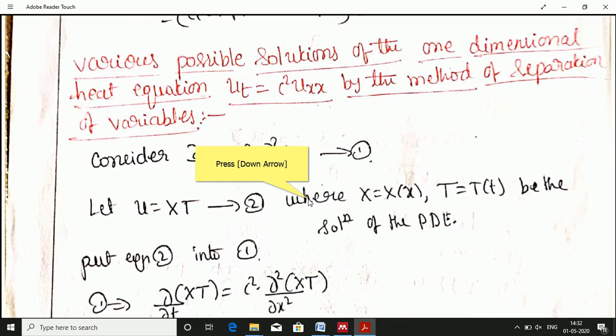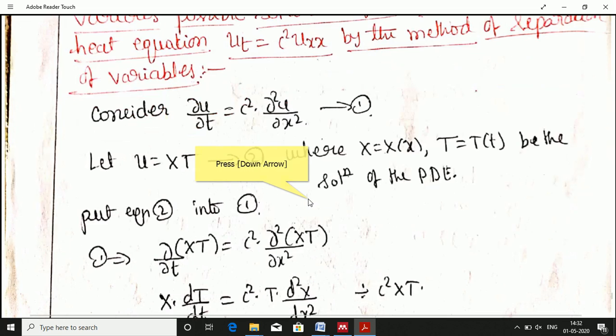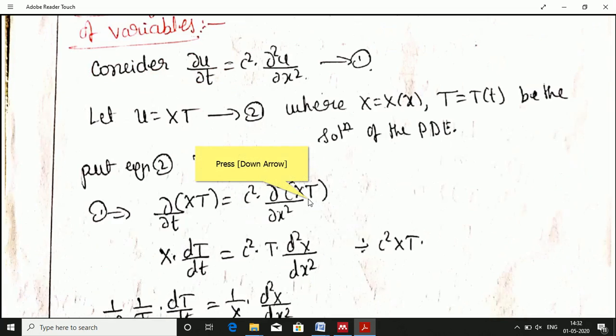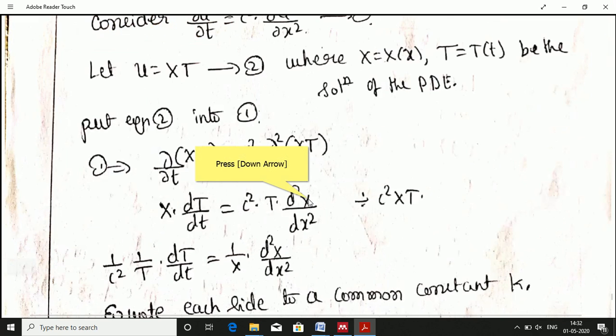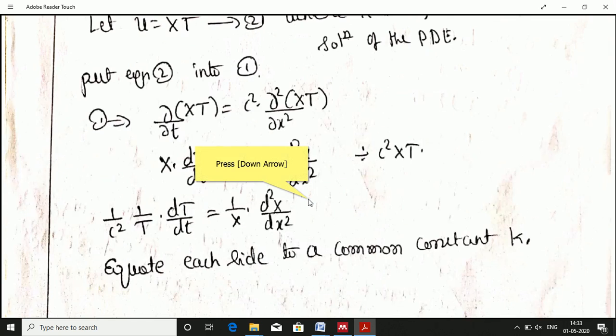Put the assumed solution into the given equation. It takes the form ∂/∂t of XT = c² ∂²/∂x² of XT. X constant, ∂/∂t of T is dT/dt, equals c² into T constant, ∂²X/∂x² is d²X/dx², because X is a function of a single independent variable small x. Divide throughout by c²XT, it becomes 1/(c²T) dT/dt = 1/X d²X/dx². Variables are separated.